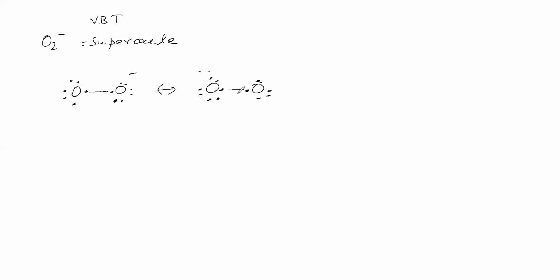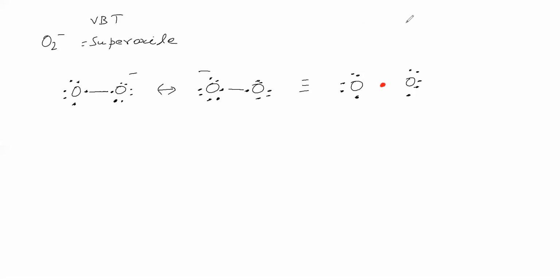So what is the resonance hybrid? That we will see. Two oxygen atoms are in a line. Each oxygen is having how many lone electrons? In the sense, 5 lone electrons. Minus 1 is there. Now this right side oxygen is having one extra lone electron, and the left side oxygen is having one extra lone electron. That extra lone electron we will write at the center of both.